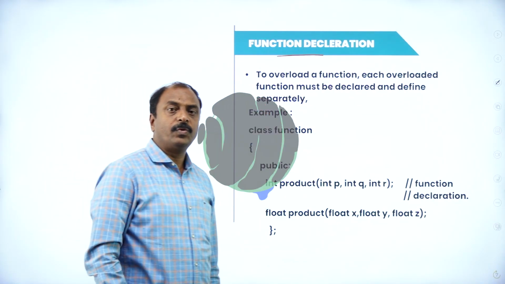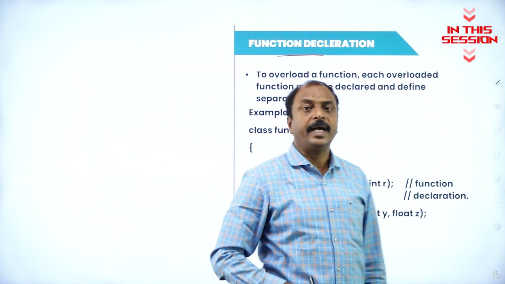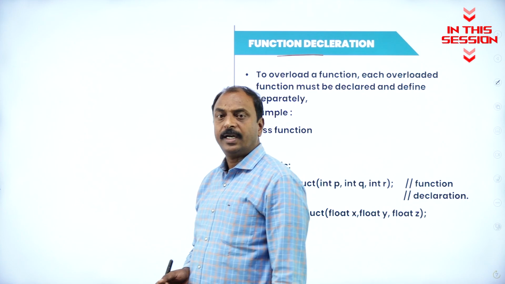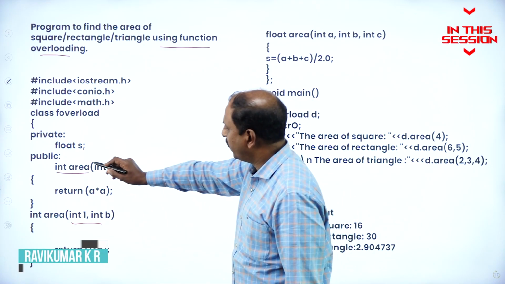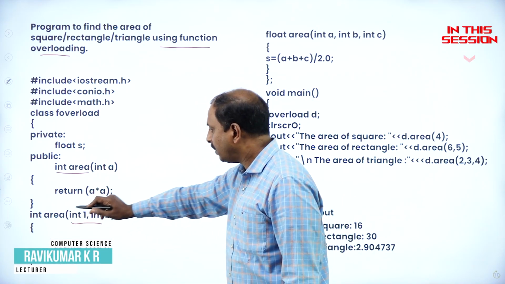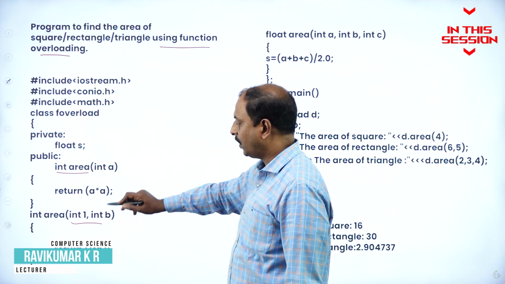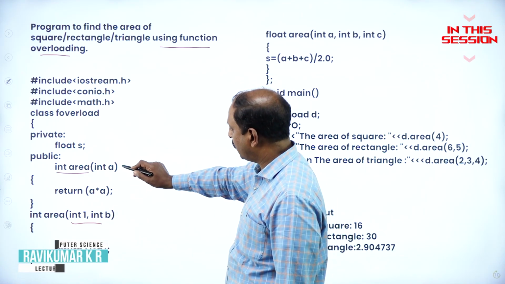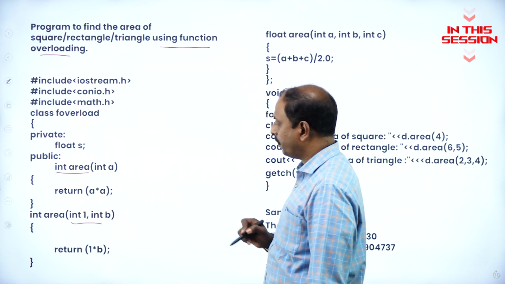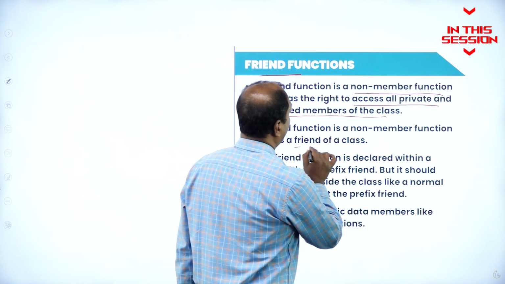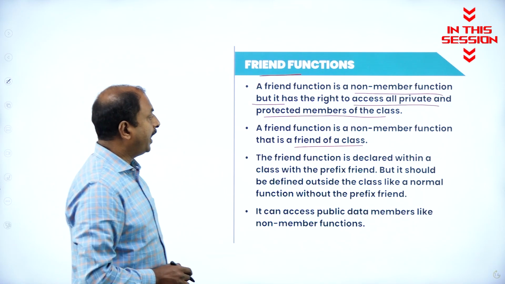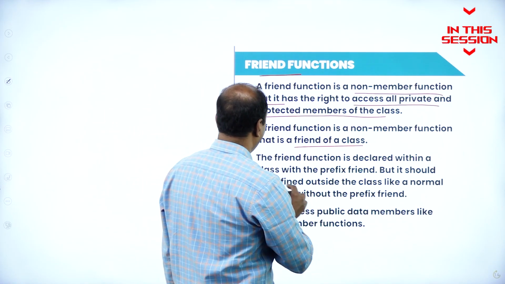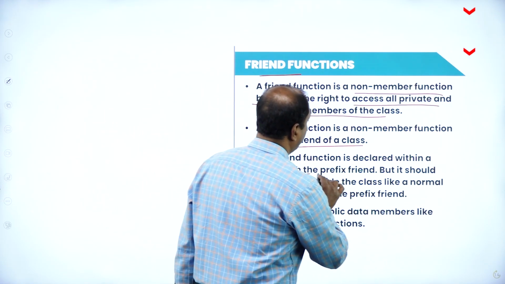In a class, if you want to make use of a function, it has to be declared in the class either under private or public or protected access specifier. And again, if you observe this, the function names are same, and these two differ in their argument list. Here is only one argument, here there are two arguments, and it is a friend of a class. This is how you have to read it, understand this concept here. And the friend function is declared within the class with the prefix friend.